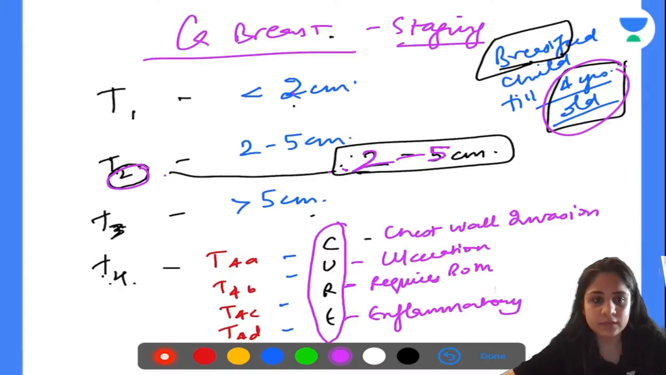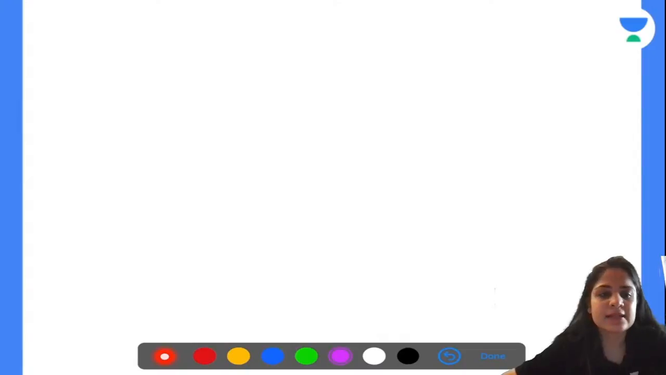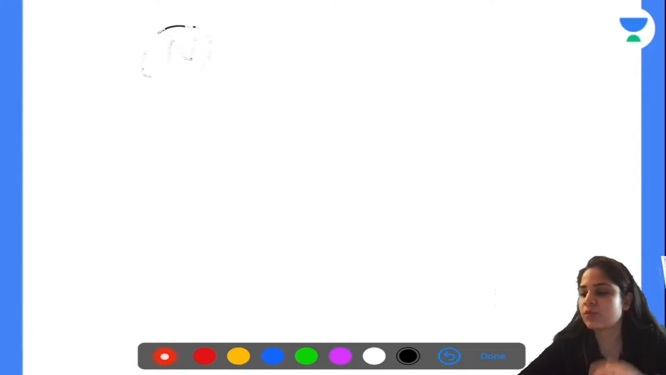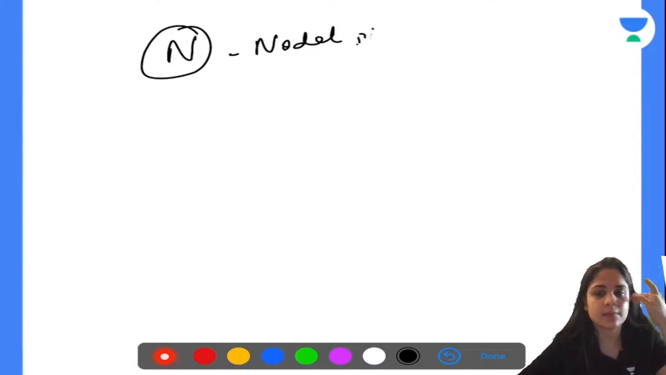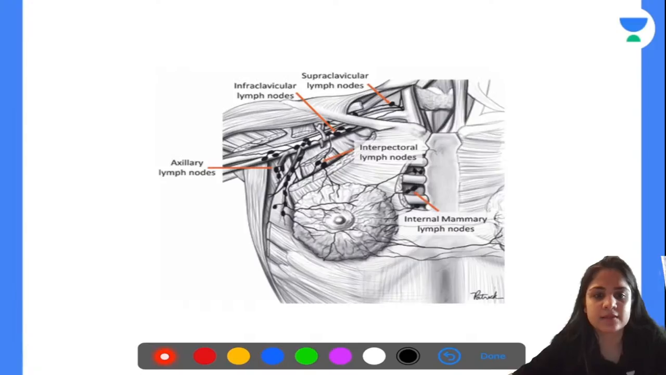Okay. Now moving on to the next staging. That is the staging of lymph nodes. Okay, lymph nodal staging. So now tell me, does anyone know what are the lymph nodes that are involved in spread of CA breast? Ek do lymph nodes batao which are involved in spread of CA breast.